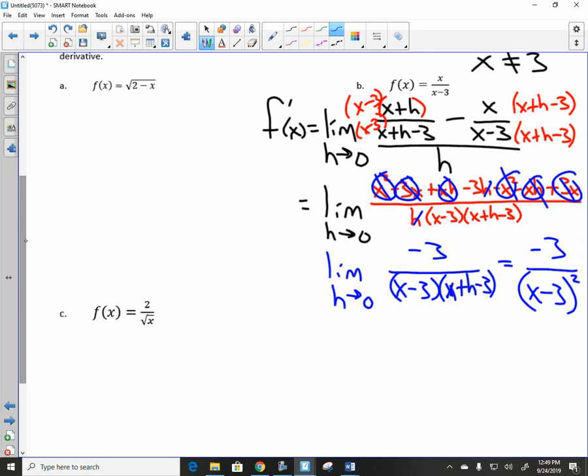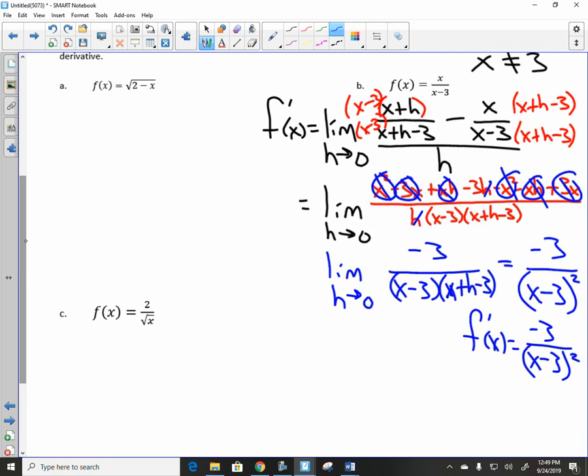Hey, what's the domain of that? You're telling me that x can't be 3. That matches with what we originally thought, right? Yeah. In fact, here's another thing. What can you tell me about the value of the derivative?